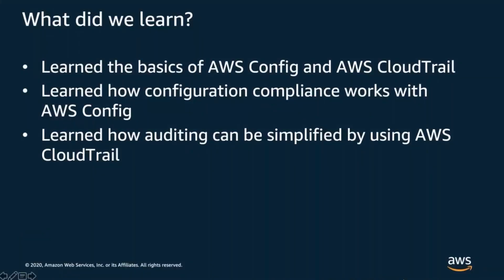Okay, so now let's talk about what we learned on today's webinar. Today, we learned about the basics of AWS Config and AWS CloudTrail. We learned how configuration compliance works with AWS Config. We learned about how auditing can be simplified by AWS CloudTrail. Of course, we talked about the business benefits that both of these services provide to your company. We talked about the important use cases within the configuration, compliance, and auditing domain.